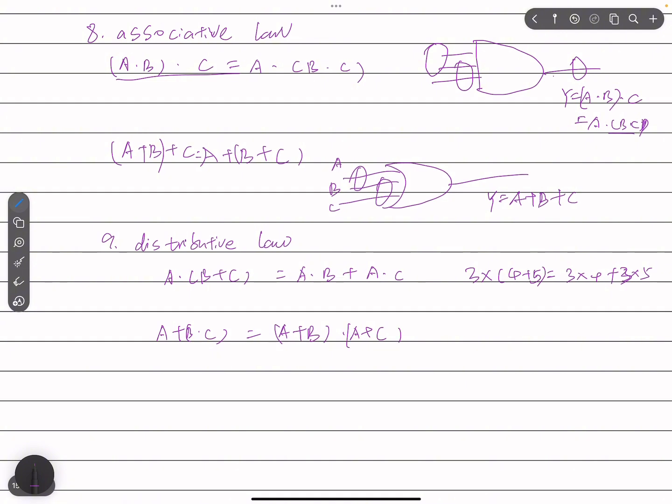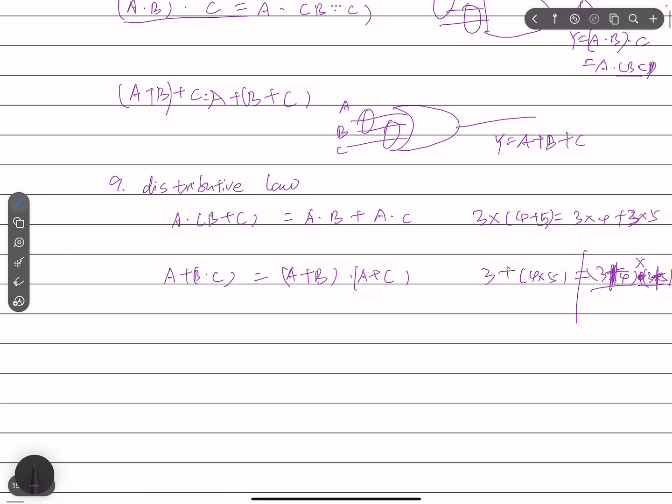This one doesn't have anything like it in regular math. We cannot say 3 plus 4 times 5 equals 3 times 4 plus 3 times 5. There's nothing in math like that, so they don't equal each other. So this one is kind of special: A plus (B times C) equals (A plus B) times (A plus C), the distributive law.